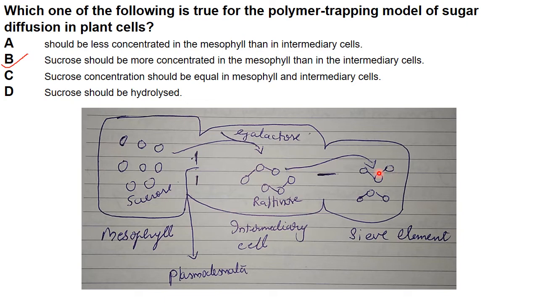That is the polymer trapping model, and it makes three predictions. What are they? Sucrose should be more concentrated in the mesophyll than in the intermediary cells. The enzymes for raffinose and stachyose synthesis should be preferentially located in the intermediary cell. The plasmodesmata linking the bundle sheath cells and the intermediary cells should exclude molecules larger than sucrose. So these are the three predictions made by the polymer trapping model. Now they have asked which of the following is true for the polymer trapping model of sugar diffusion in plant cells. Should be less concentrated in the mesophyll than intermediary? No, sucrose should be more concentrated in the mesophyll than the intermediary cells. So answer is option B.